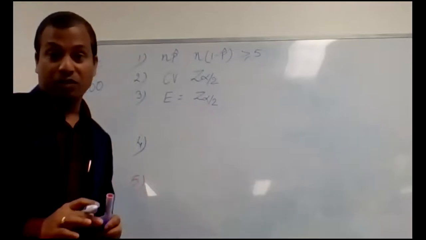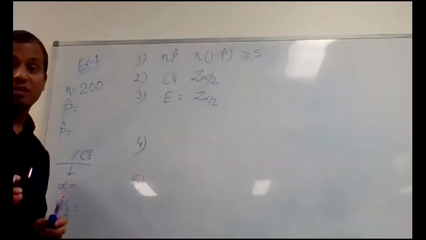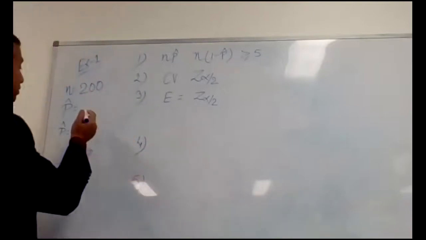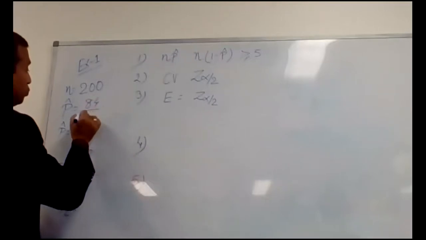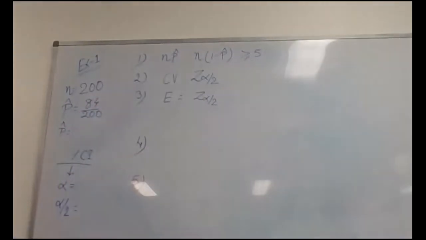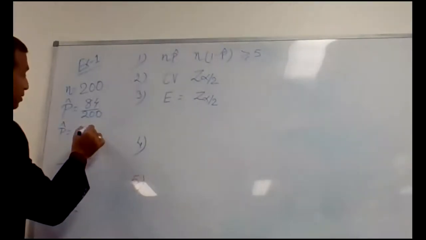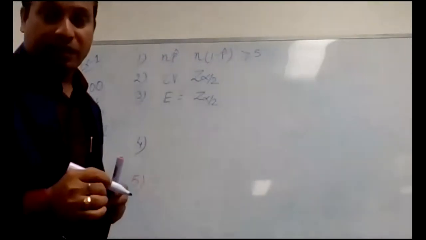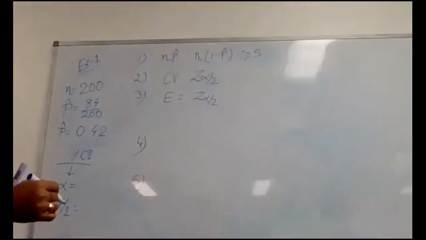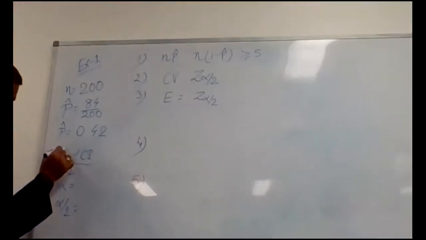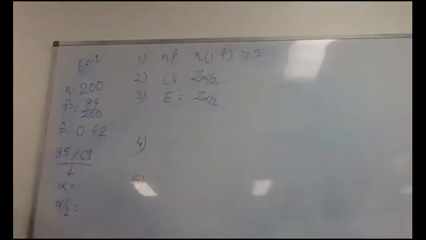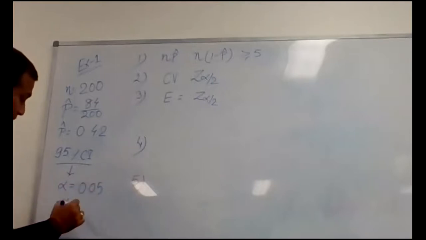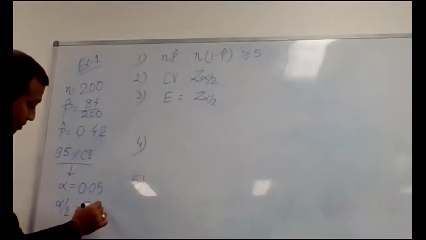What is the p hat value? Out of 200 students, the sample of interest for us is 84. So p hat will be 84 divided by 200, which is 0.42. Calculate the 95% confidence interval. Just like the last one, for a 95% confidence interval, what will be the alpha value? Same as before, 0.05. Alpha by 2 will be 0.025.